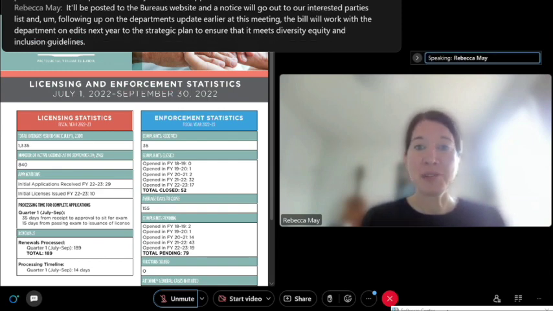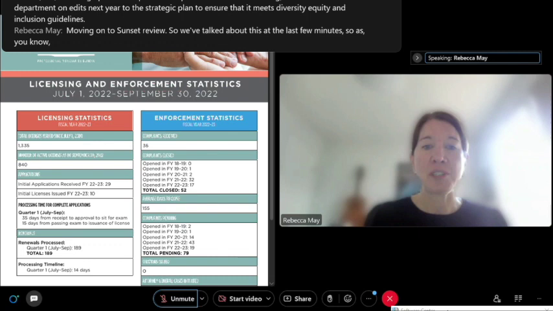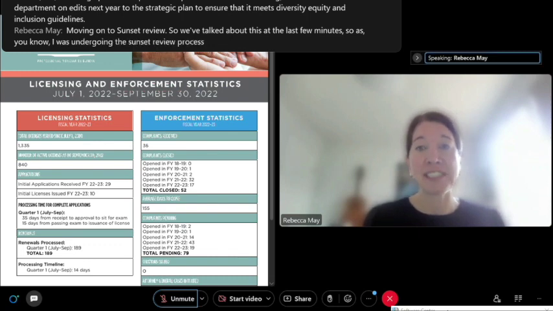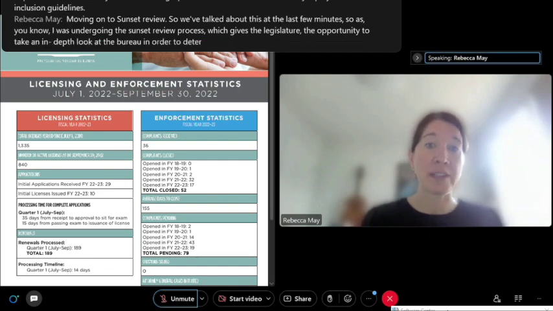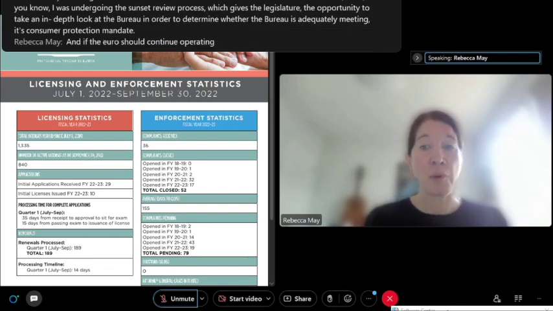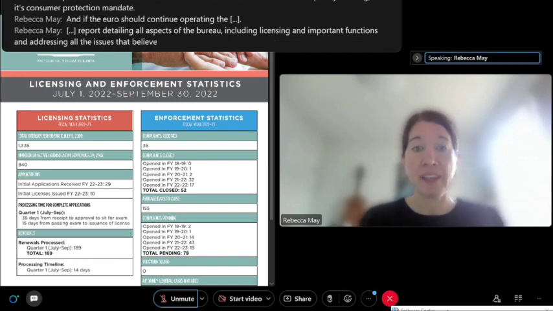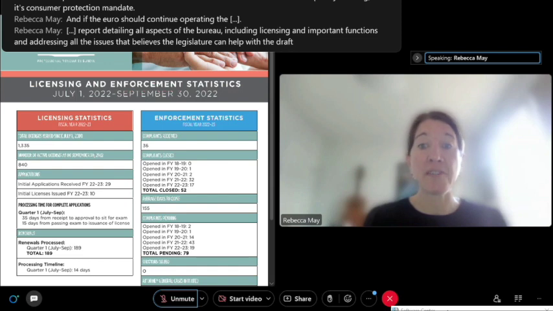Moving on to sunset review. We've talked about this at the last few meetings. As you know, the Bureau is undergoing the sunset review process, which gives the legislature the opportunity to take an in-depth look at the Bureau in order to determine whether the Bureau is adequately meeting its consumer protection mandate and if the Bureau should continue operating. The Bureau has prepared a draft report detailing all aspects of the Bureau, including its licensing and enforcement functions, and addressing all the issues it believes the legislature can help with. The draft is currently under review by the Governor's office.